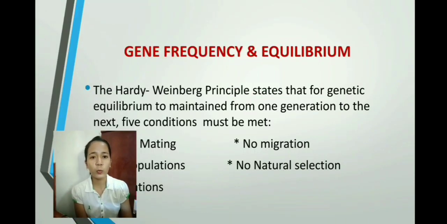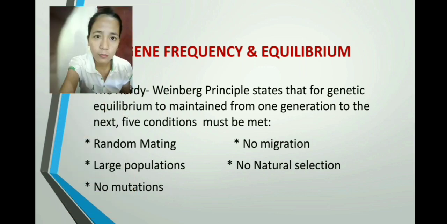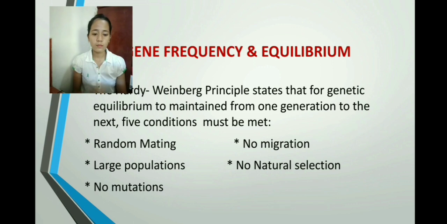Gene frequency and equilibrium. The Hardy-Weinberg principle states that for genetic equilibrium to be maintained from one generation to the next, 5 conditions must be met. So, the 5 conditions must be met. First, random mating. In random mating, all individuals in a population have an equal opportunity to pass their alleles to their offspring.